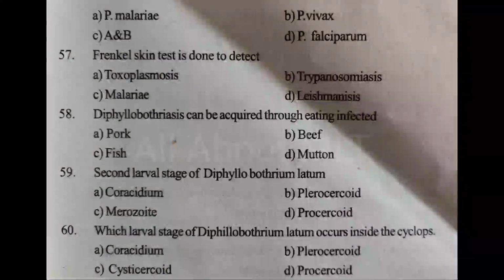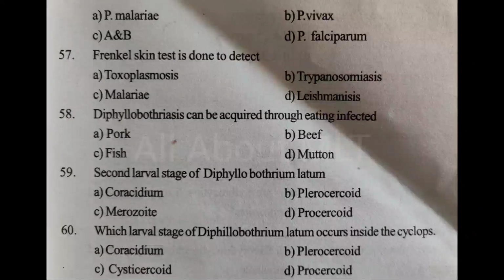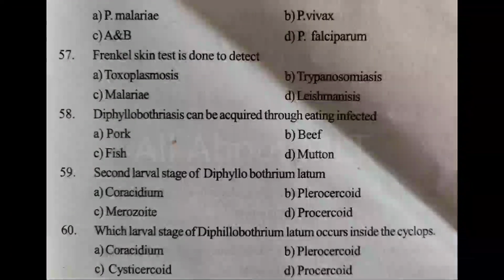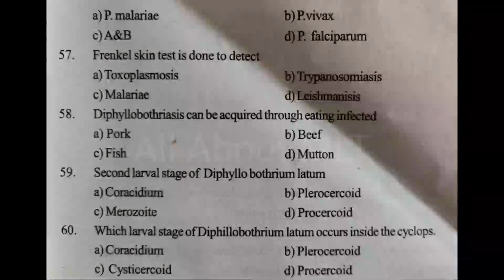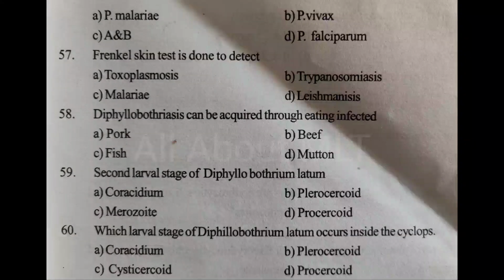Diphyllobothriasis can be acquired through eating infected option A, pork. Option B, beef. Option C, fish. Option D, mutton. Answer is option C, fish.